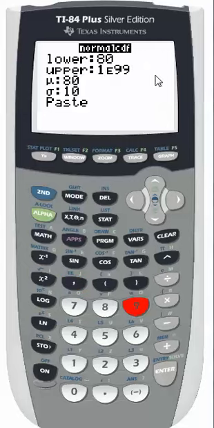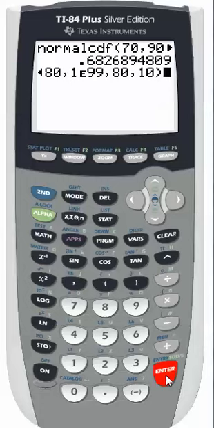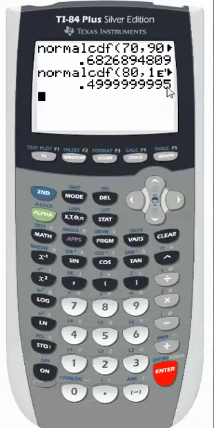So we want to know what proportion of the data is between the lower bound of 80 and the upper bound of as close as we can get to infinity, keeping the mean at 80 and the standard deviation at 10. So that's half of the data, so we're expecting about 50%. So we paste it into the home screen and hit enter, and indeed we get something very close to 50% with a tiny little bit of round off error. That's how you use normal CDF.